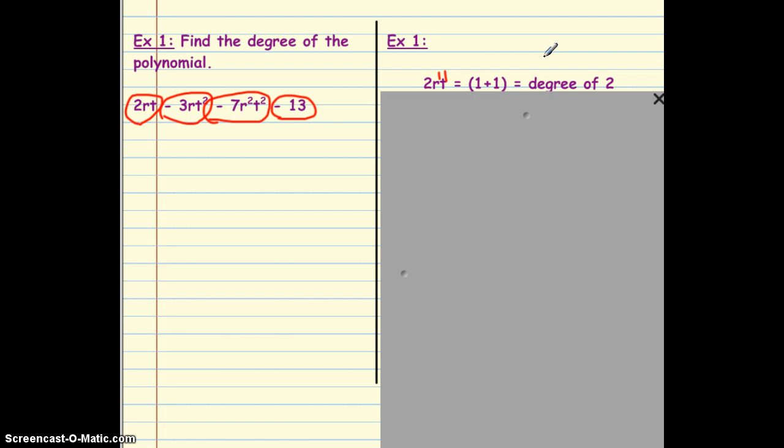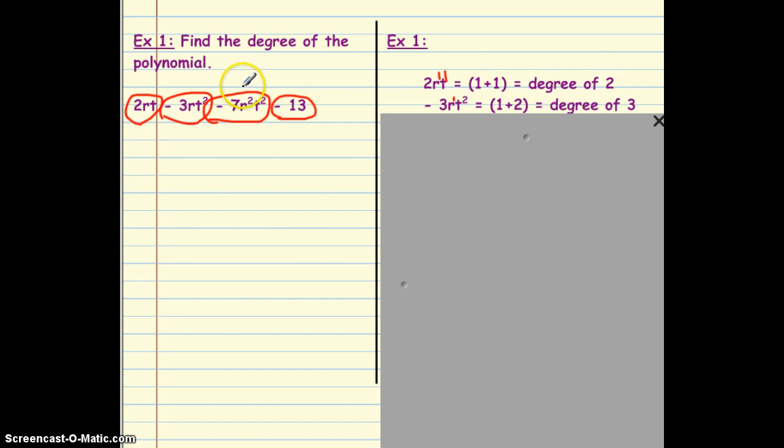And what we're going to do is add up their exponents. So 1 plus 1 is 2. Therefore, 2rt has a degree of 2. Then move on to the second part of the polynomial. So negative 3rt squared. Again, let's take a look at the exponents. We've got a 1 and a 2. Add those together, and we get a degree of 3.